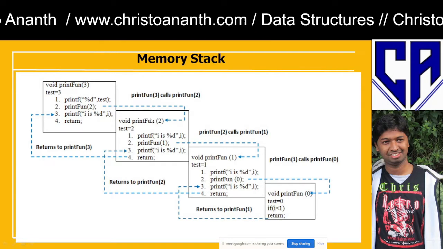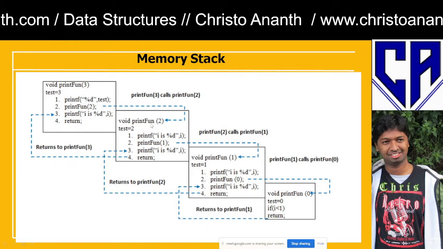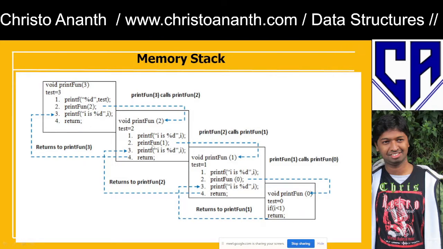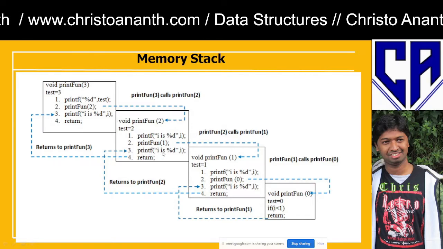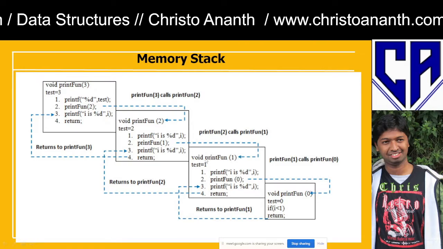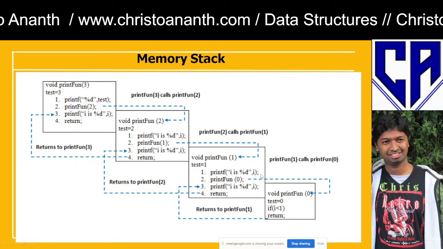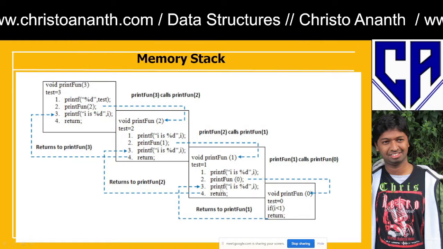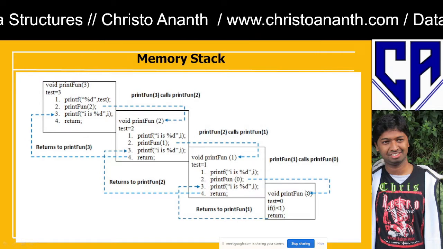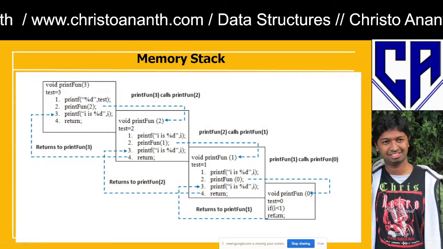Then print function 3 is going to call print function 2, void print function 2 with test equal to 2, printf "%d" of i, then print function 1, and then printf "%d" of i, return. This print function 2 is going to call print function 1, void print function 1 with test equal to 1, printf "%d" of i. Then print function 0, printf "%d" of i, and then it is going to return. This one calls print function 0, void print function 0 with test equal to 0, if i is less than 1, and then return.